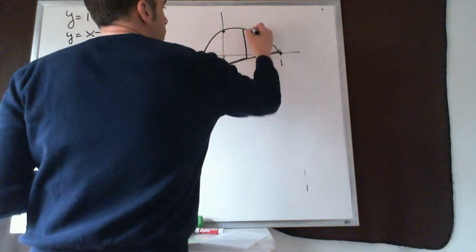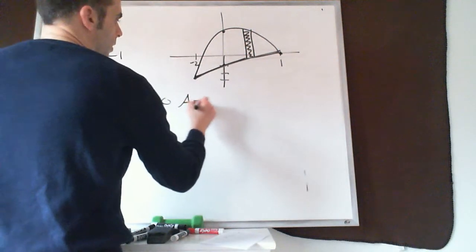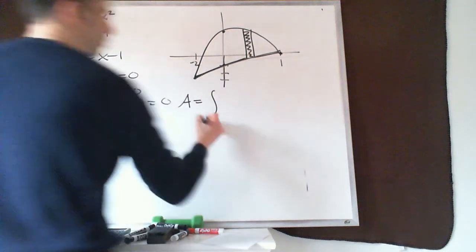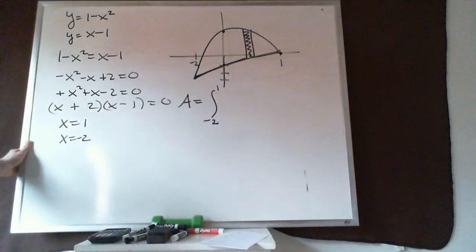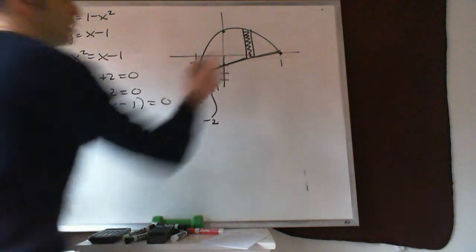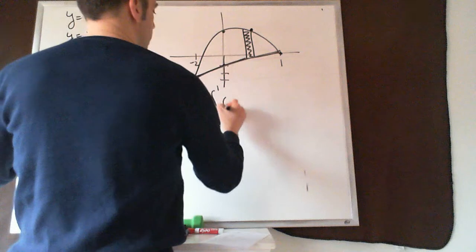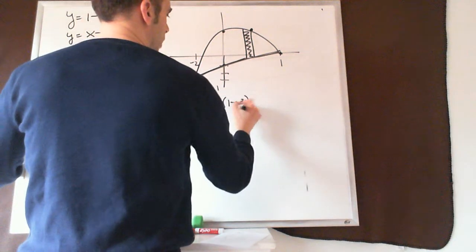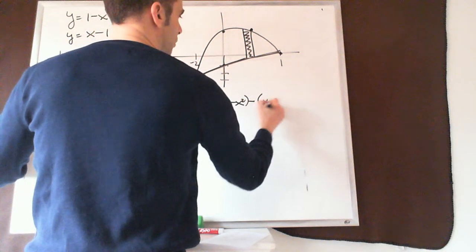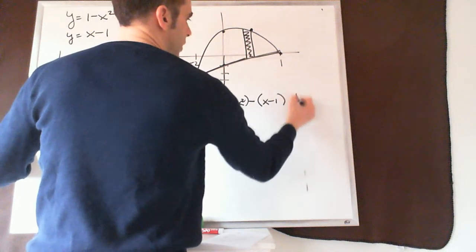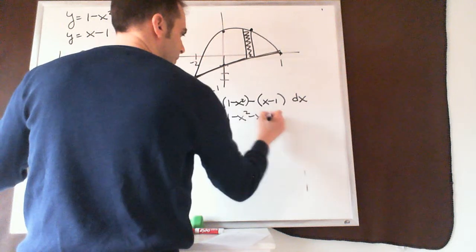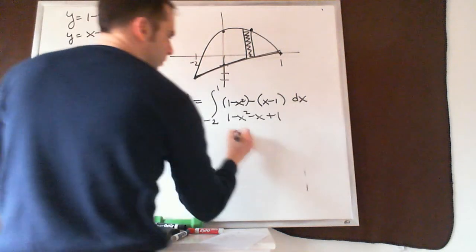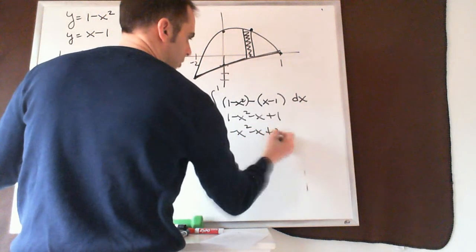I'll draw a rectangle in to indicate the area I'm about to find. So the area would be equal to the definite integral from negative 2 to 1. Since I drew it vertically, it's going to be a top minus the bottom. So the function on top would be 1 minus x squared minus the function on the bottom, which is x minus 1 dx. Distribute the minus sign through and clean that up to be negative x squared minus x plus 2.